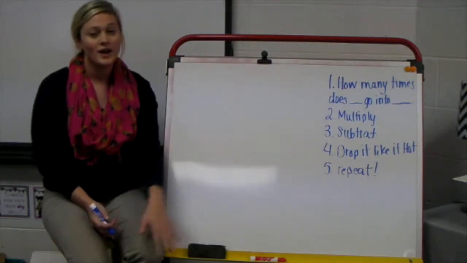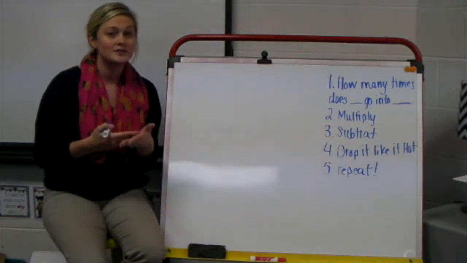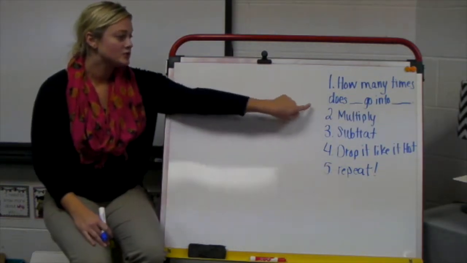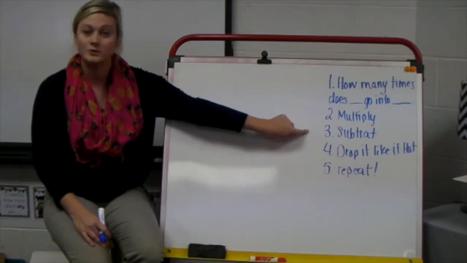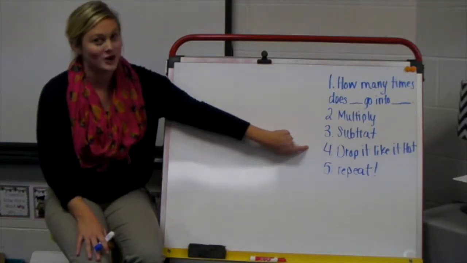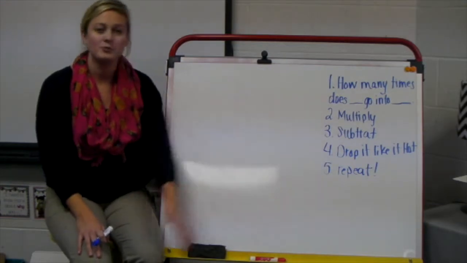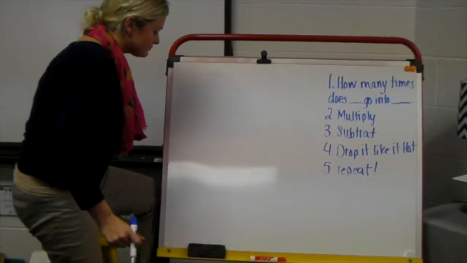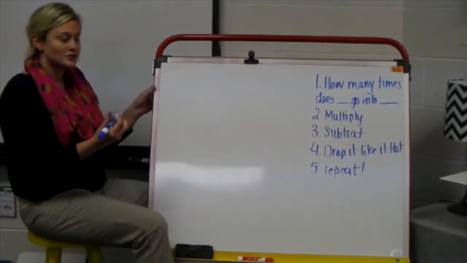Step 1, we ask ourselves, how many times does blank go into blank? And I'll go into that further. Step 2, we multiply. Step 3, we subtract. And step 4, our students really like this one. We call it drop it like it's hot. And then we repeat. So I'm going to go ahead and go through each of these steps with you, just like we do with our students.